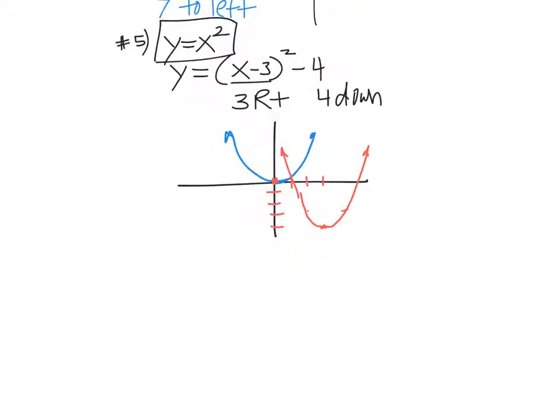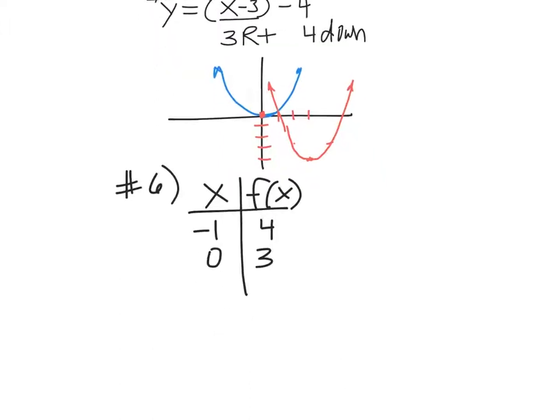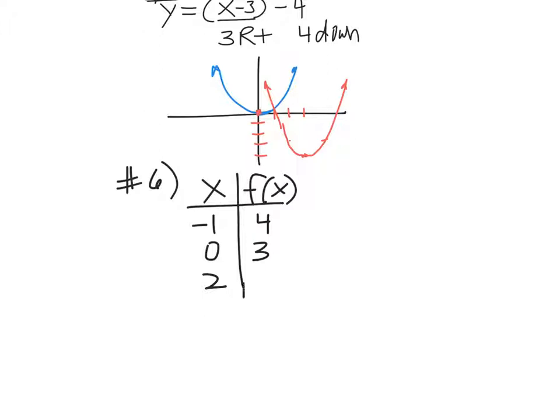Okay, so number 6. Suppose now, let's say that we have a chart of numbers, and let's say that -1 is 4, 0 is 3, and 2 is 0. So we have a chart of numbers. And let's say that we want to take whatever this looks like. It's just 3 points, right? We want to shift it down 4.